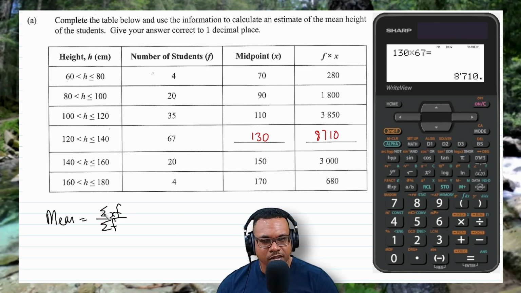Now this sigma symbol is the summation sign. It means to add. So sigma xf means add up everything in the fx column or xf column, because fx is the same as x times f. And sigma f would mean add up everything in the frequency column. So I'm just going to put sigma f here. And we don't necessarily need to add this part up because they already give us that information here.